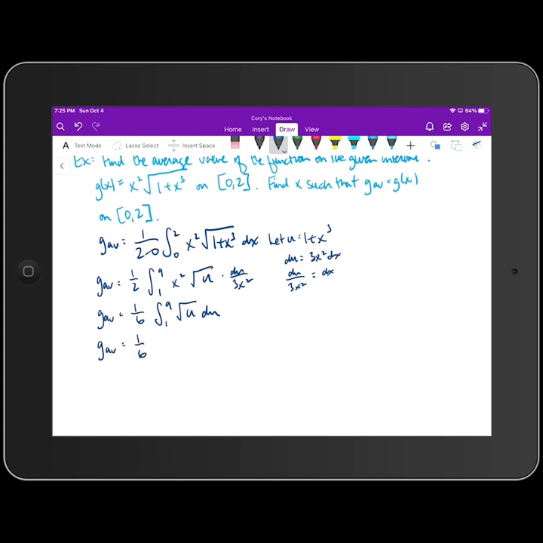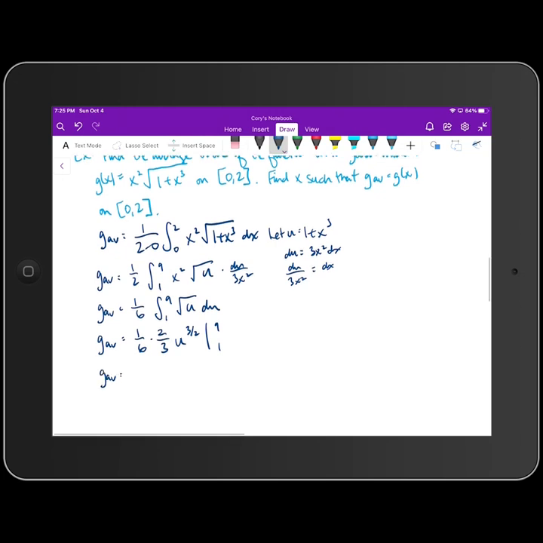So the antiderivative of u to the 1/2 power is u to the 3/2 divided by 3/2. Dividing by 3/2 is the same thing as multiplying by 2/3. And then we're going to evaluate that at 9 and 1. 1/6 times 2/3 is going to be 1/9.